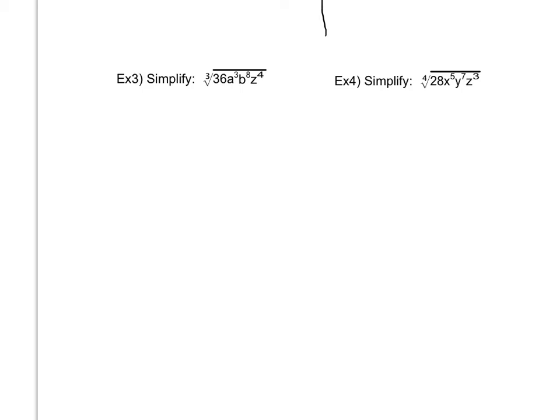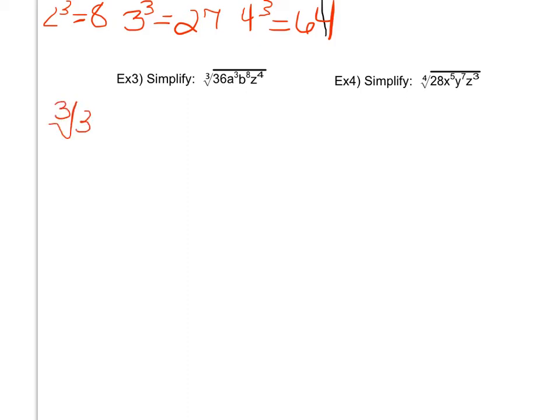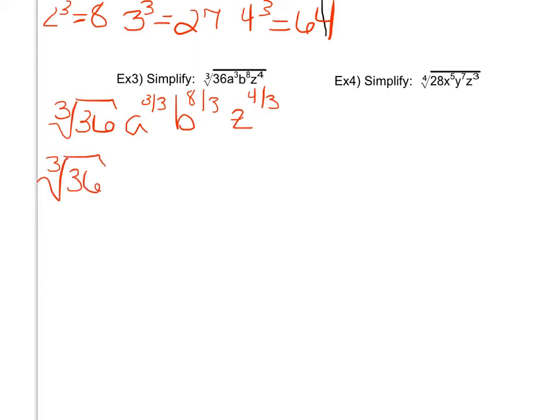So I think about 36. I know that 2 cubed is 8. I know that 3 cubed is 27. I know that 4 cubed is 64. And I see that 36 is not divisible by any of those three numbers, which tells me 36 doesn't have any perfect cubes in it, so I just leave it under the cube root exactly as it was given. a becomes a to the 3 over 3. b becomes b to the 8 over 3. z becomes z to the 4 over 3. I'm just going to keep dropping that cube root of 36 down since I've already determined that can't be reduced.